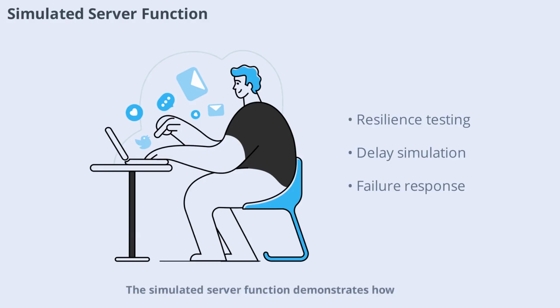The simulated server function demonstrates how withContext can be used for network operations. By introducing a delay and throwing an exception, you can test error handling and ensure your application responds appropriately to failures. This is a valuable technique for building resilient applications.